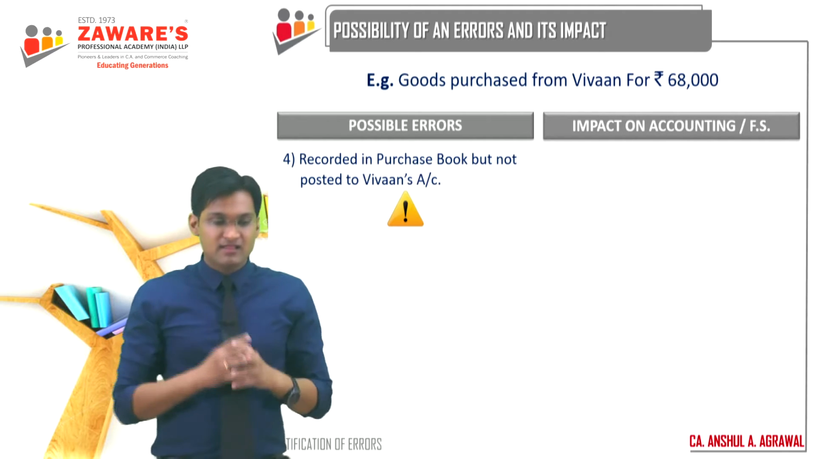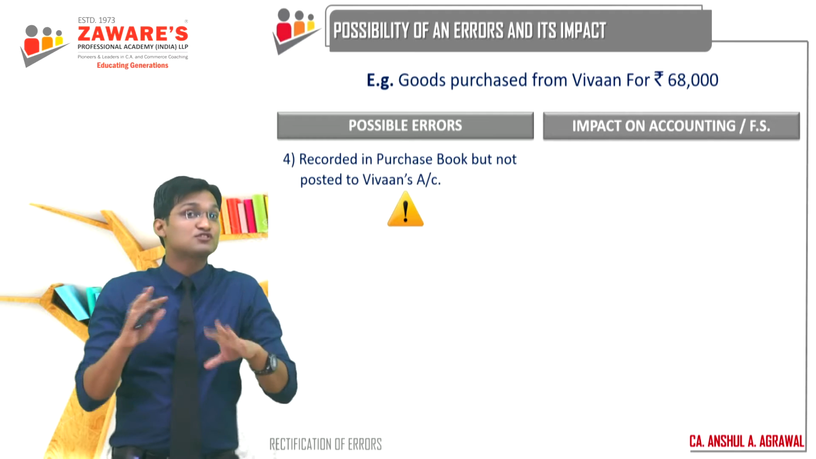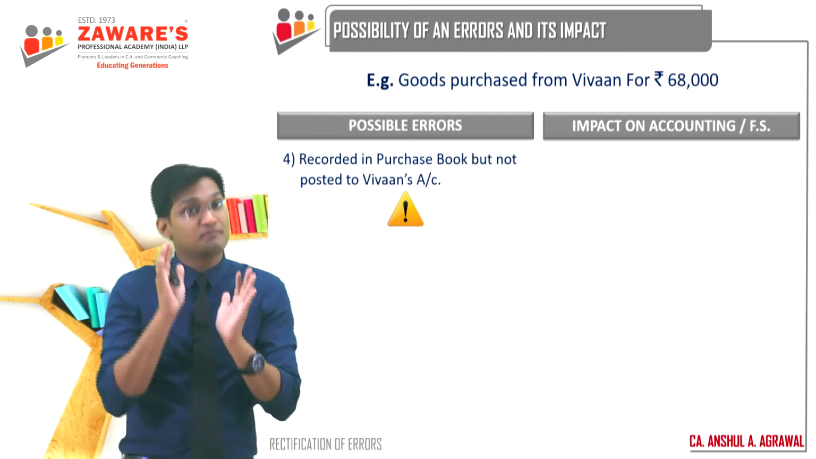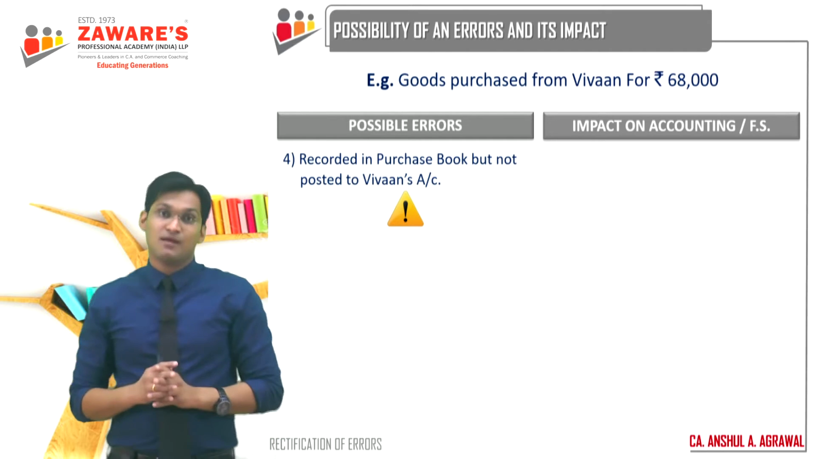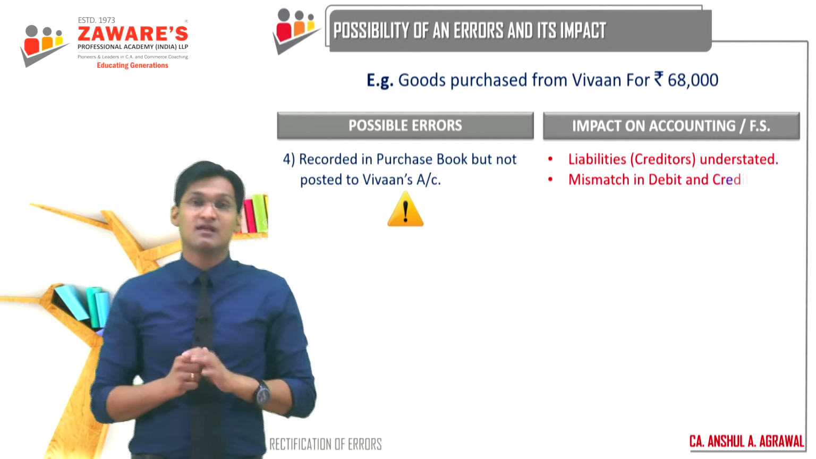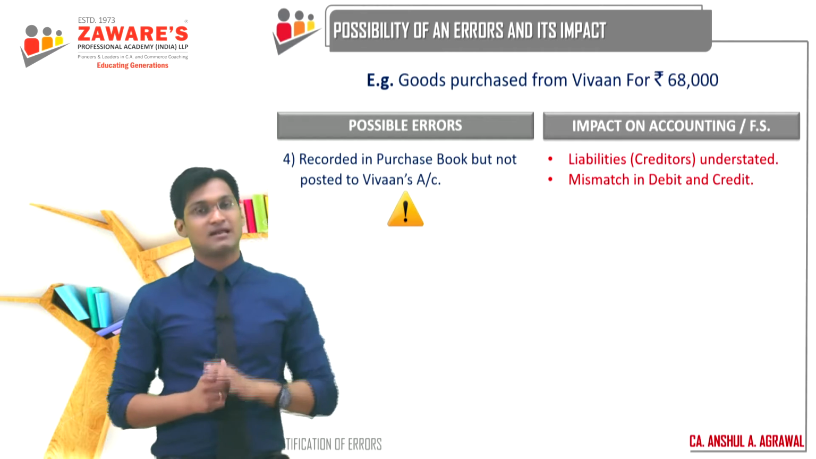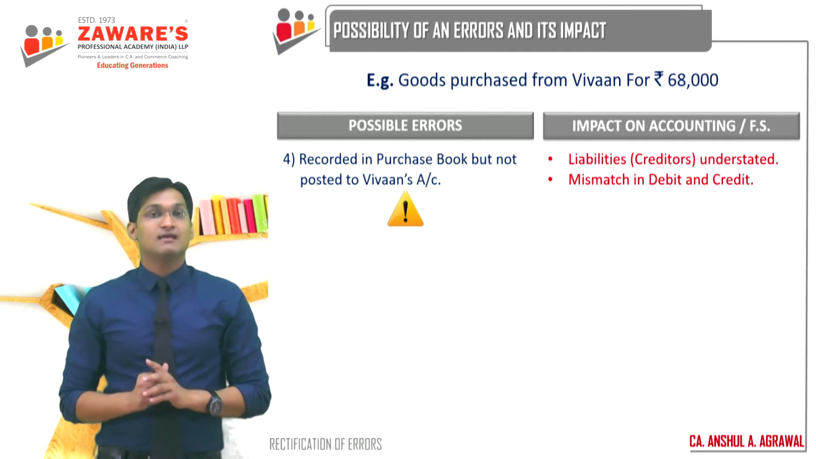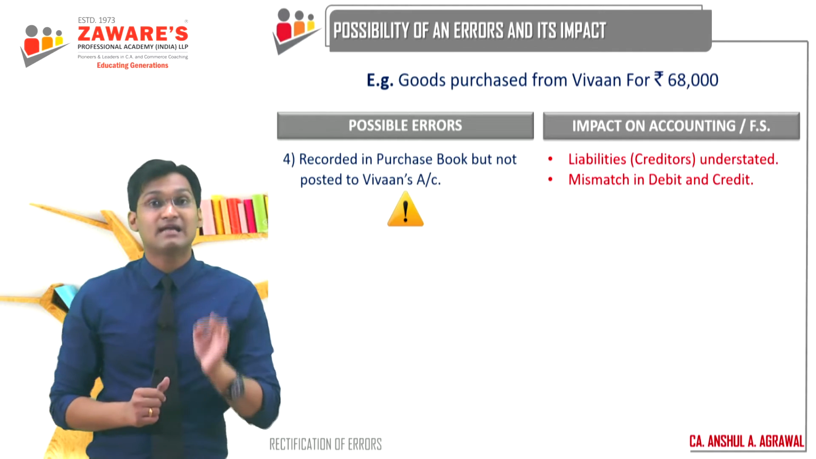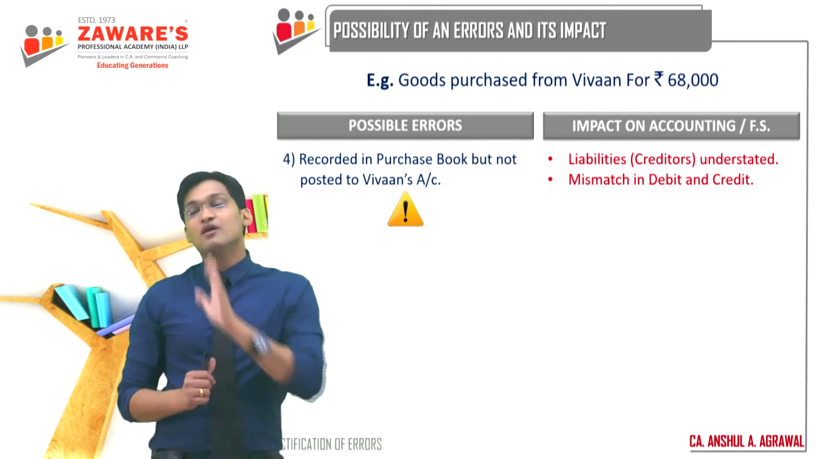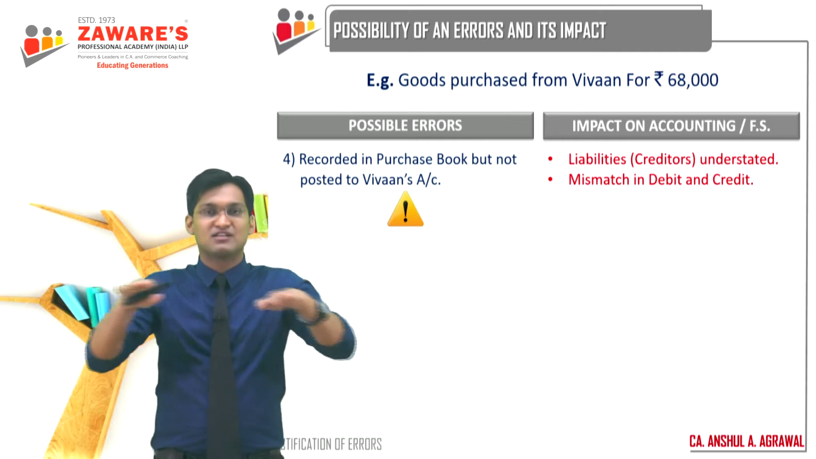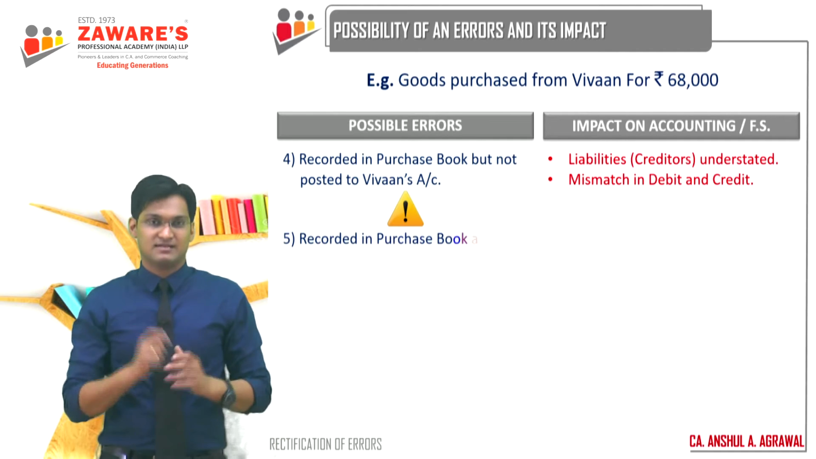It is recorded in the purchase book but not posted to Vivan's account. The transaction is recorded correctly in the purchase book at 68,000 but not at all posted to Vivan's account. Now what will happen as a result of this transaction? आपने डेबिट इफेक्ट दिया है परचेज में बट आपने विवान अकाउंट को क्रेडिट नहीं किया है. दैट मीन्स यू हैव नॉट रिकॉर्डेड इट एज अ लायबिलिटी. कैन आई से योर लायबिलिटीज विल गेट अंडरस्टेटेड? Yes. You have done debit of 68,000 but you have not done credit. There will be mismatch in your debit and credit.